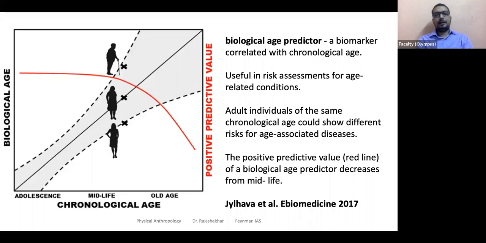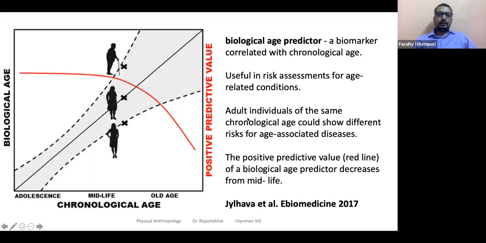And these biomarkers are useful in risk assessments for age-related conditions. So using those biomarkers, you can predict what type of problems may show up soon. Do you get diabetes? Are you going to get blood pressure-related issues? So what type of lifestyle changes are required? So like that, biological age prediction is greatly helpful to us in planning our life and avoiding any of those consequences of aging. We cannot completely stop them, but we can delay them, correct? We can delay them, we can postpone them.